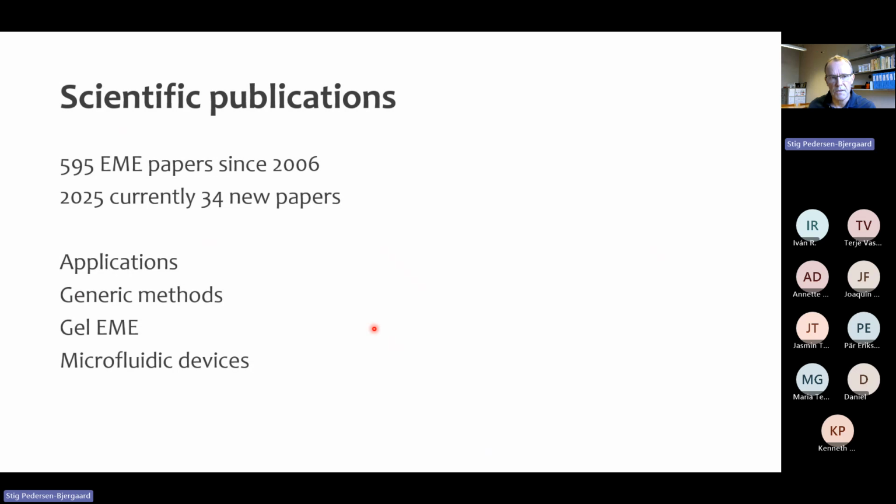Then I will shift a little bit and look into a couple of scientific publications to give you an idea of what is going on in the research related to development of EME. And first, to mention, there are about 600 papers in the scientific literature on EME. This year, there are currently 35, but it will probably end up with about 50 papers this year.